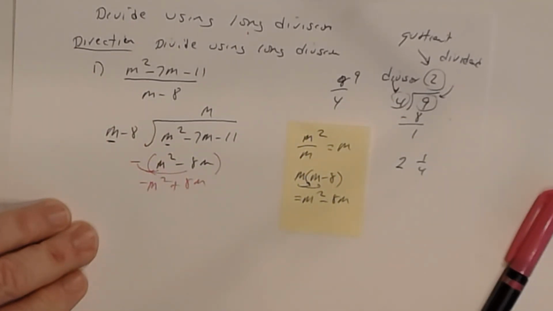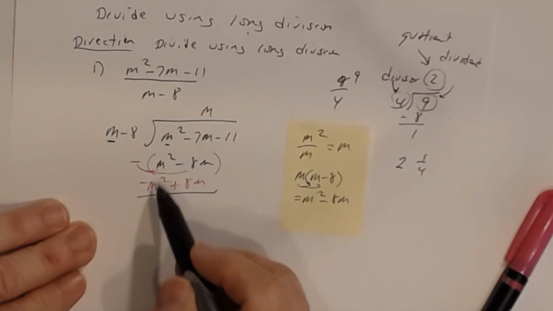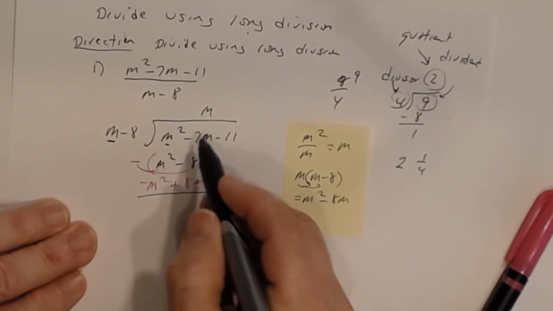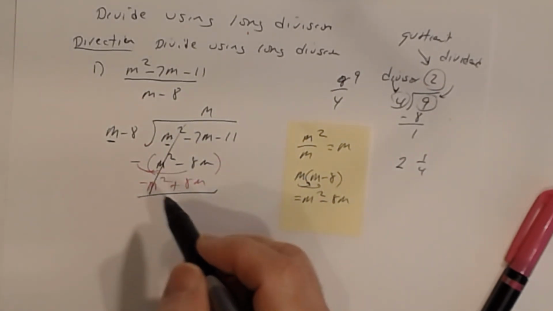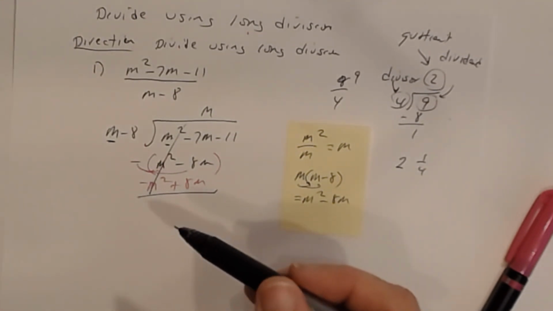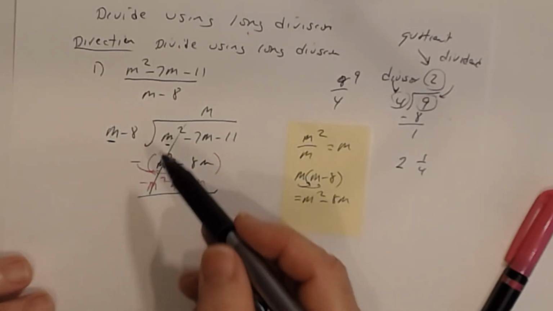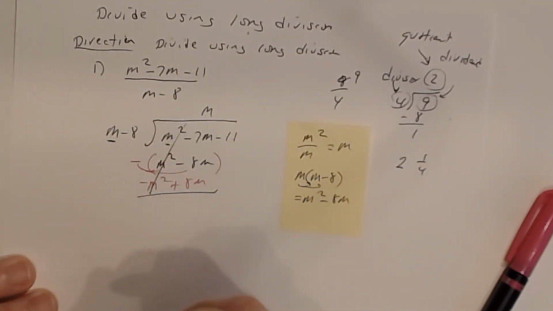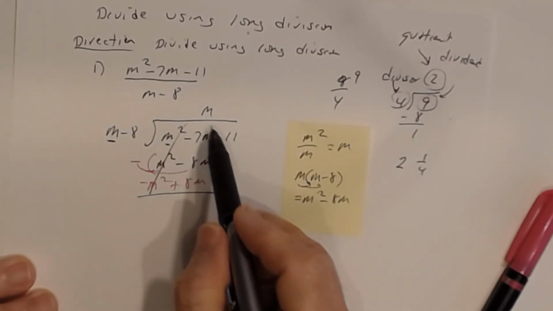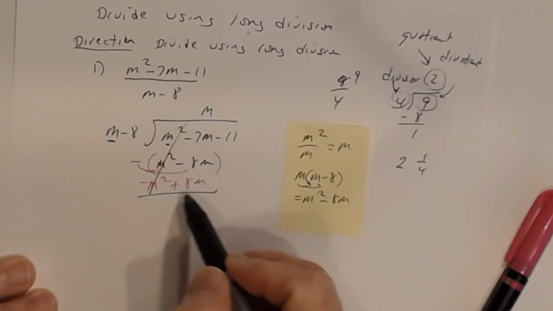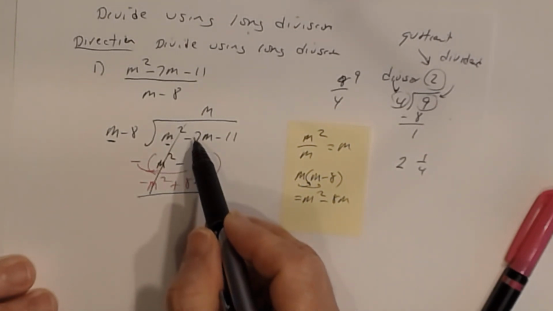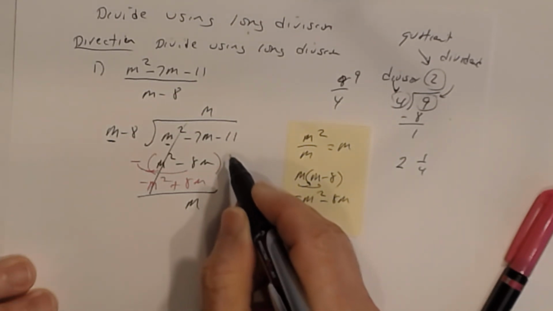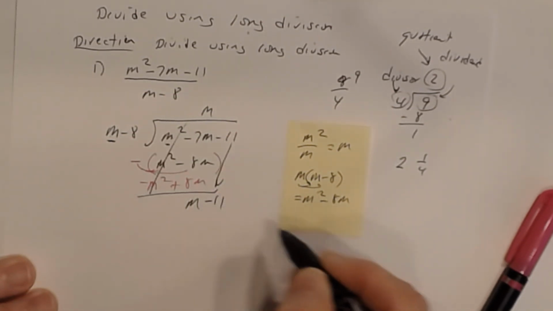All right. Now here's what I would then do. Now we're going to add these two together. M squared and a negative m squared is 0. And you're going to see this as we go through all these problems: if you're doing this correctly as we go along, these will always cancel out. M squared minus m squared is going to be 0. A negative 7m and a positive 8m is a positive m. And then we bring down the next term, minus 11.